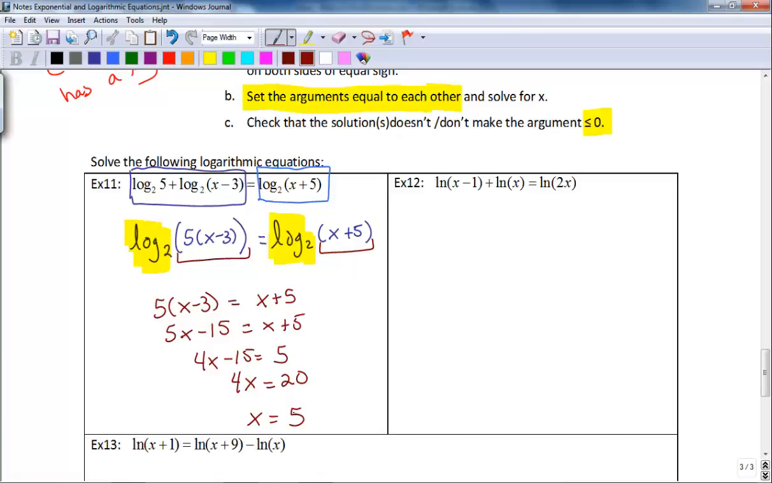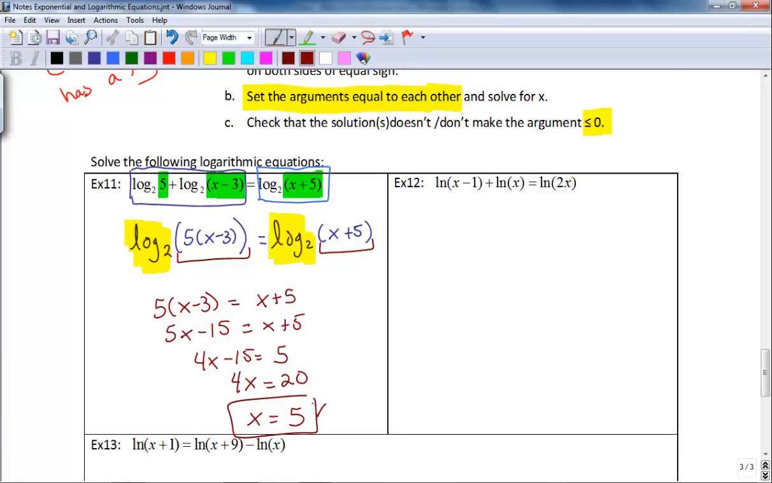But then I have to go back and check, does this make any of my arguments less than or equal to 0? Well, I go to my first argument, which is this 5. There's nowhere to plug a variable in there, so there's no way that 5 is going to be a number less than or equal to 0. My second argument, x minus 3, if I were to plug a 5 in there, so 5 minus 3, which is 2, is a number that's less than or equal to 0? No, so that's fine. The last argument is x plus 5. So 5 plus 5, which is 10. Is that a number that's less than or equal to 0? No, 10 is bigger than 0. So that means that this answer checked out, and my answer is x equals 5.